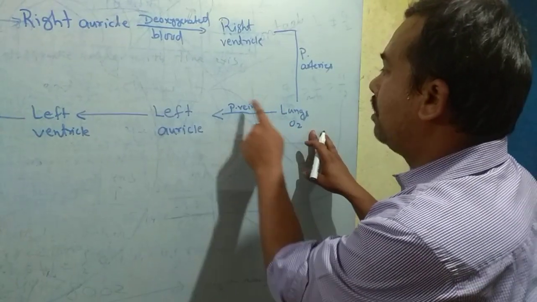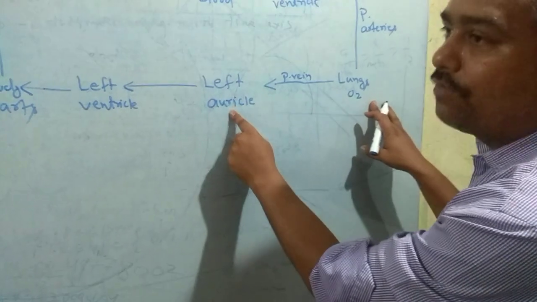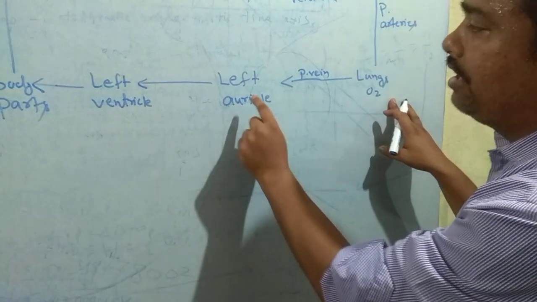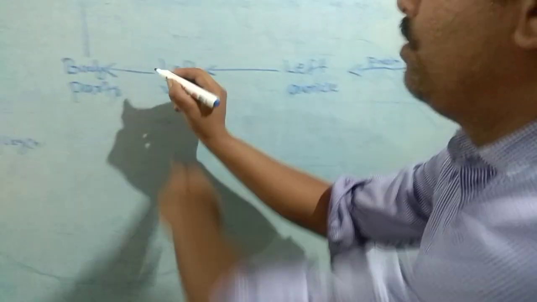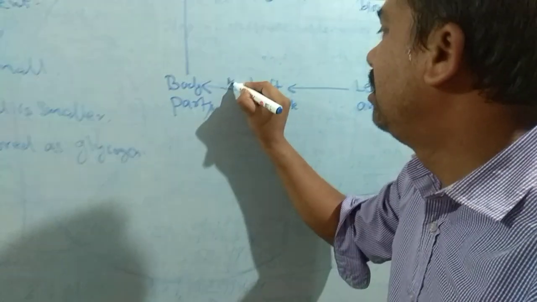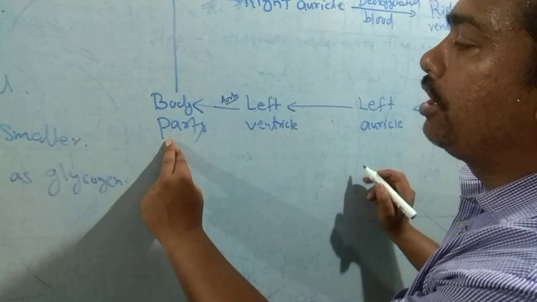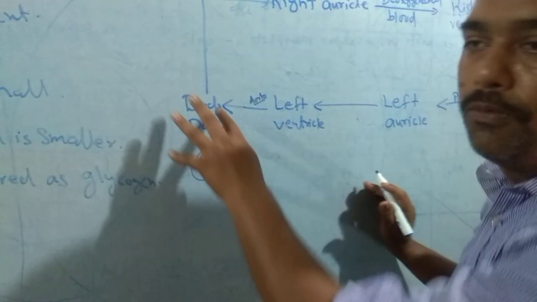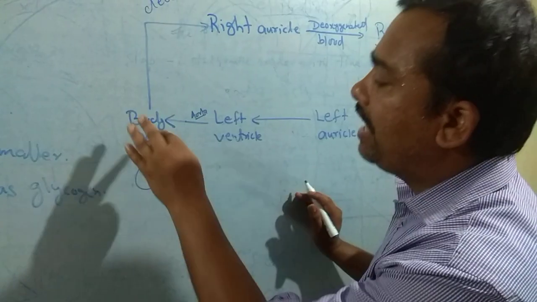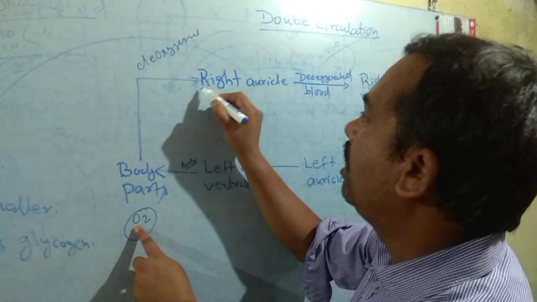From the lungs, the pulmonary vein carries the oxygenated blood to the left auricle. Then it passes to the left ventricle, and from the left ventricle, with the help of the aorta, it passes to the different body parts. The body parts consume the oxygen, and again the blood becomes deoxygenated and moves to the right auricle.